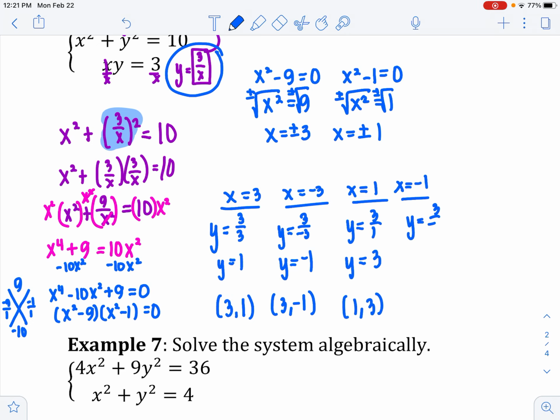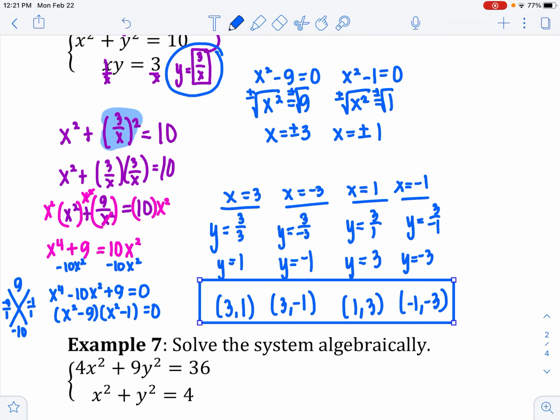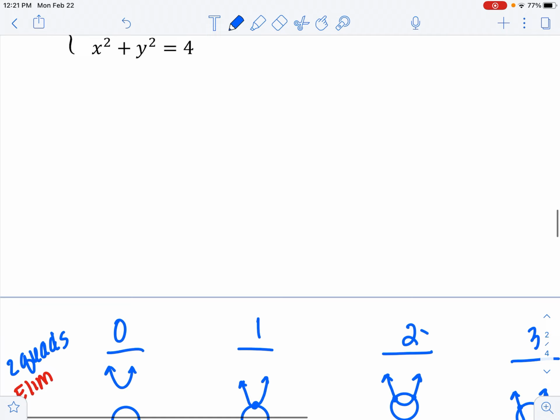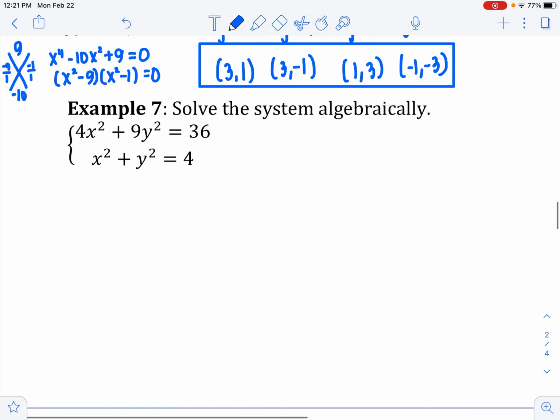Y equals 3 divided by 1. So y equals 3. So 1, 3. And finally, y equals 3 divided by negative 1. Y equals negative 3. So negative 1, negative 3. And there's my 4 solutions.